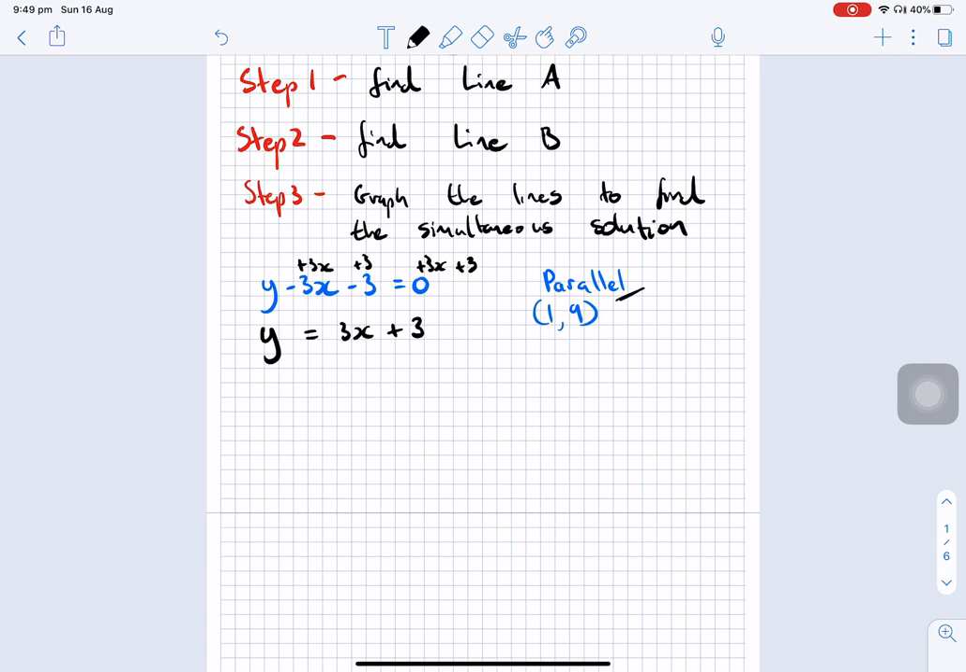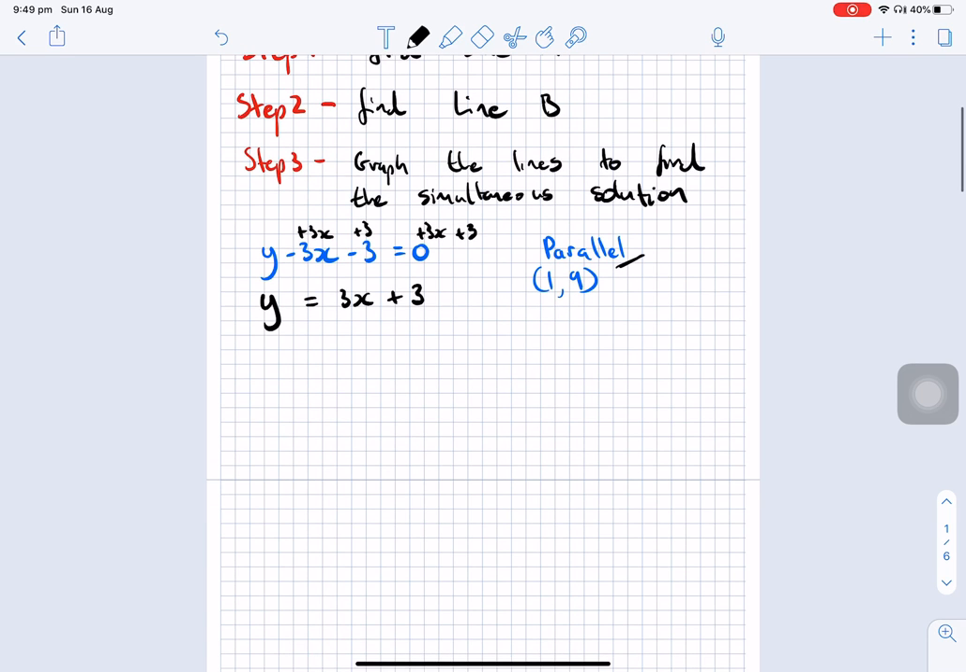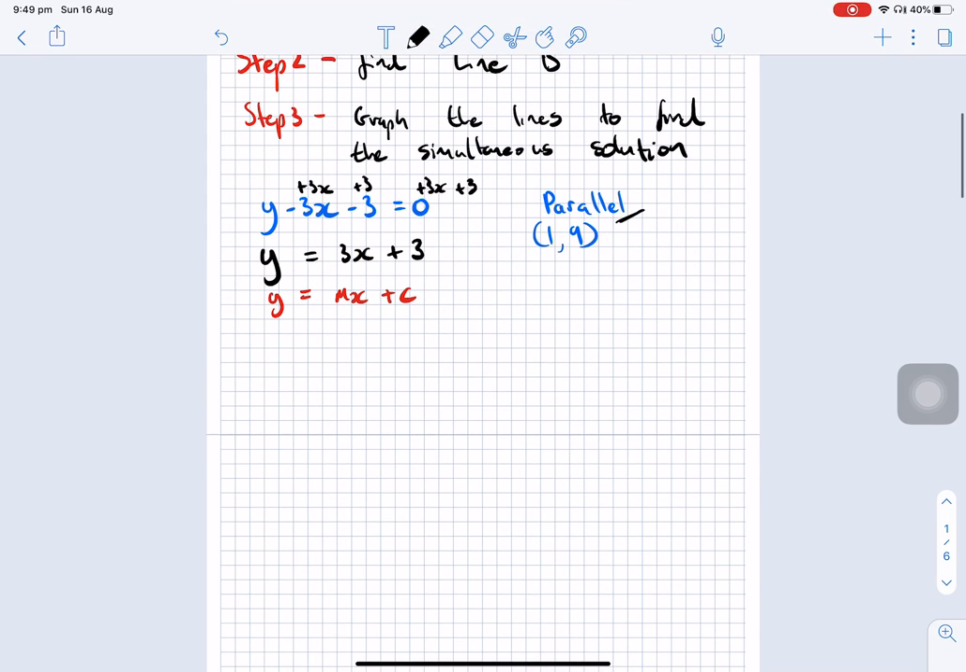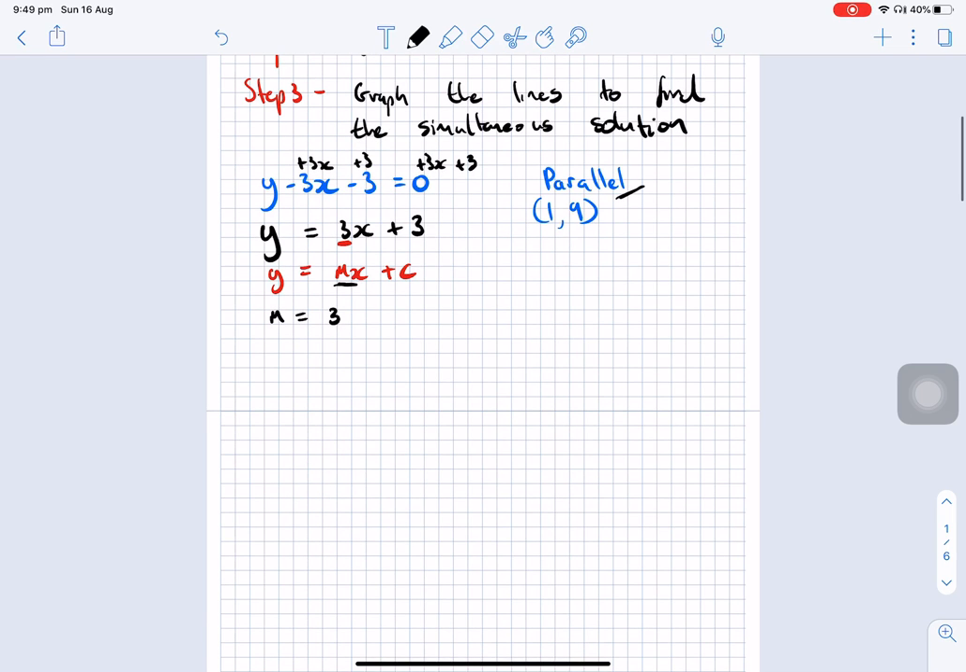Remember, our line is going to be parallel to this equation. When something's parallel, it has the same gradient. If we keep in mind that the formula for a line is y equals mx plus c, you can very clearly see that the gradient in this equation is 3. So our m equals 3. I can sub that value back into the equation, y equals 3x plus c.